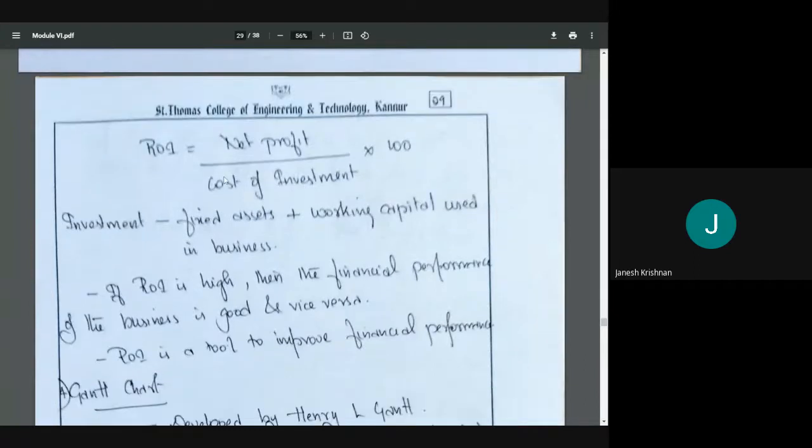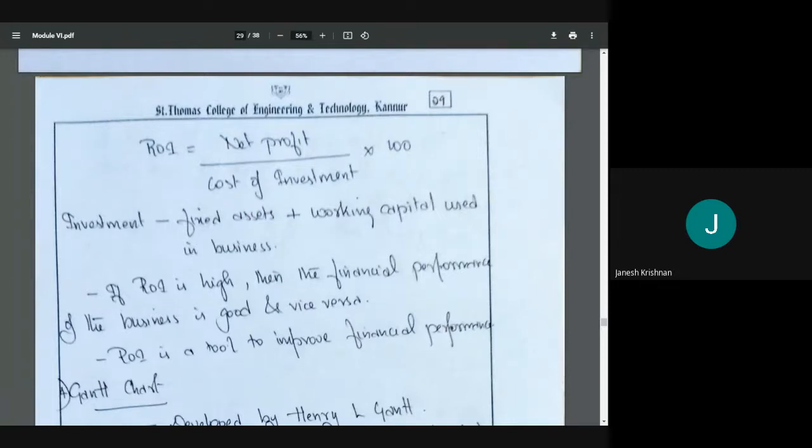See, the cost of investment is more or less fixed. It may change if we have to upgrade the machinery or some machine fault occurs, but more or less it will be fixed. But what should be our aim? Our aim should be that profit should be high. So if ROI is high, then the financial performance of the business is good. I am getting more profit. The numerator is high, so only then will the value become high.